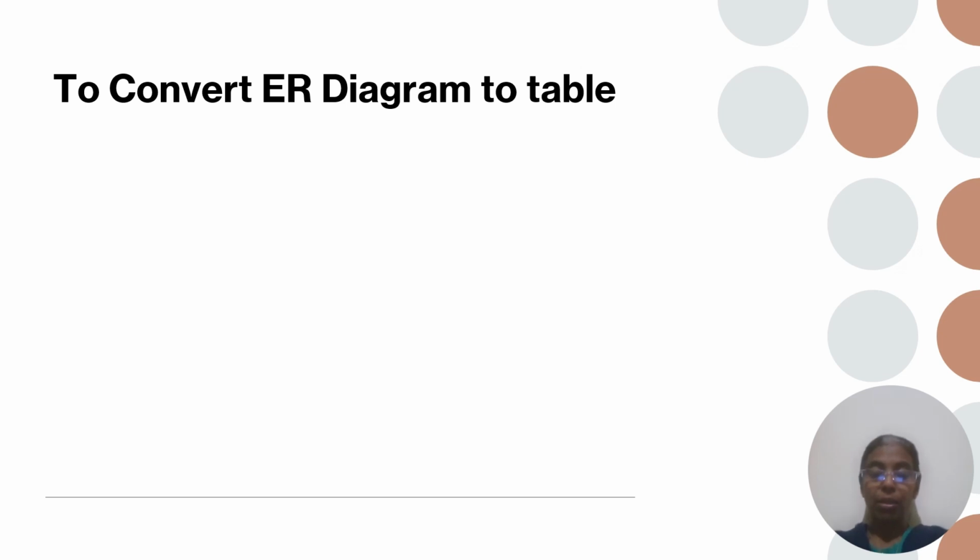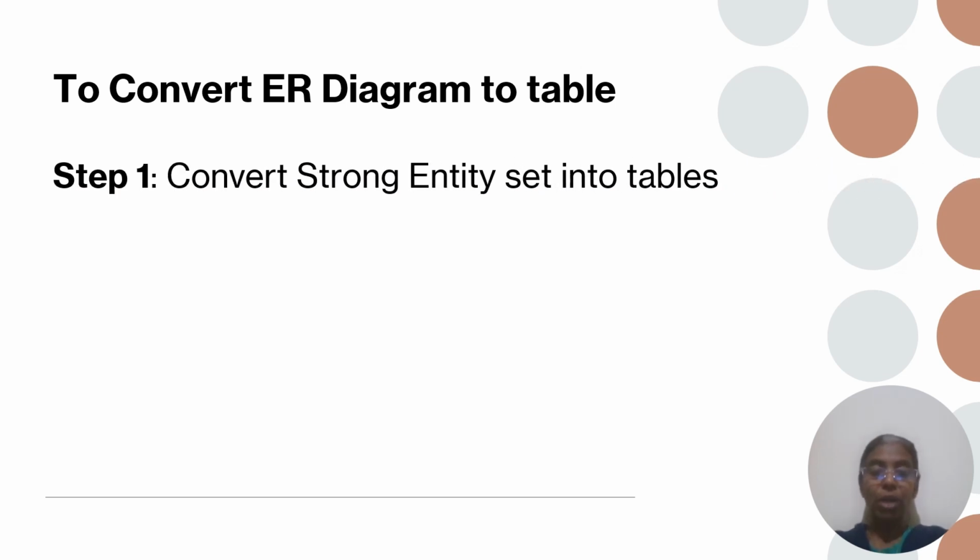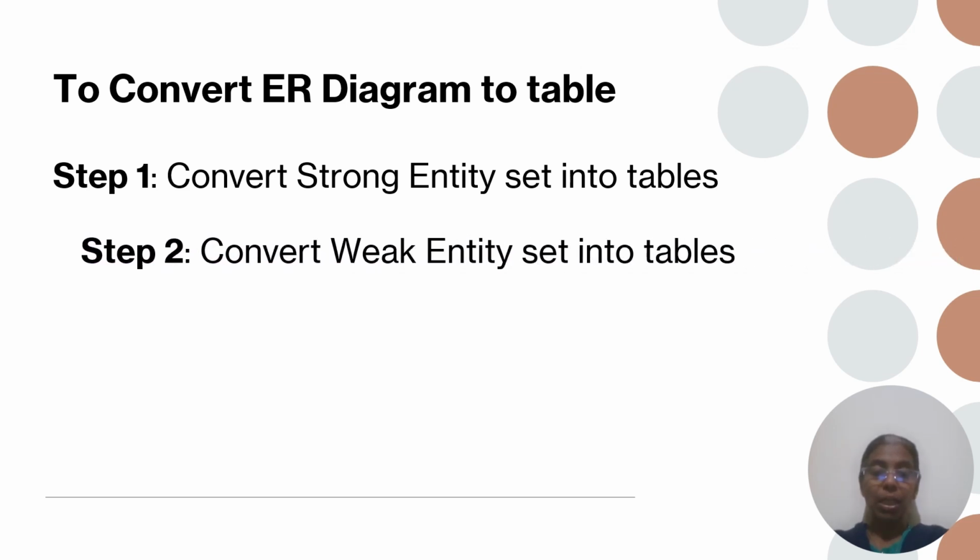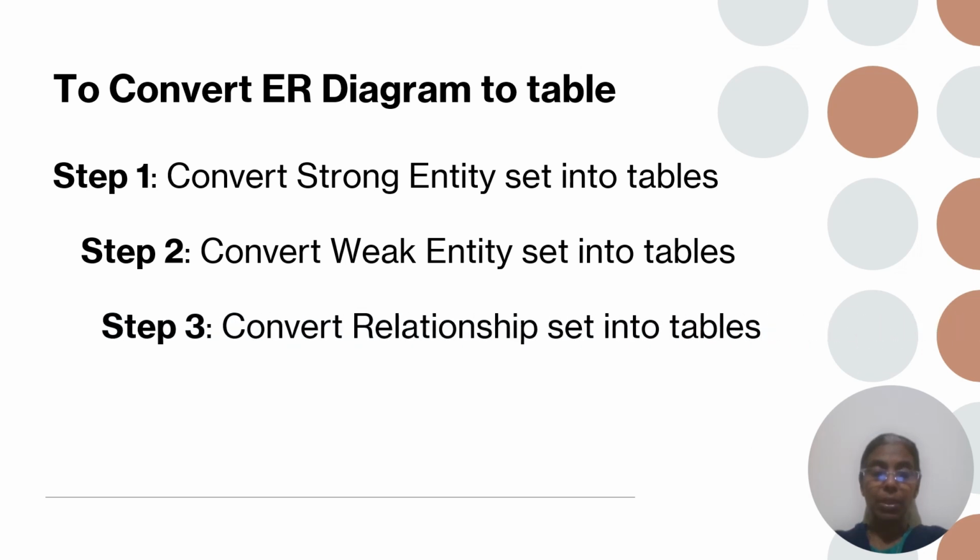The first step is to convert the strong entity set into tables. Whichever strong entities are present in the ER diagram will be converted into tables. The second step is to convert the weak entity set into tables. That also will be converted to tables. Then the third step is that whatever relations are present, we are going to convert those into tables too.